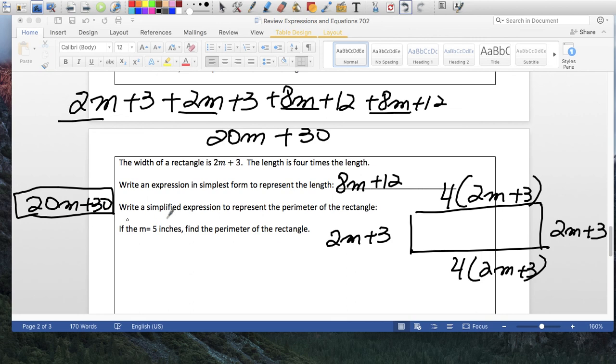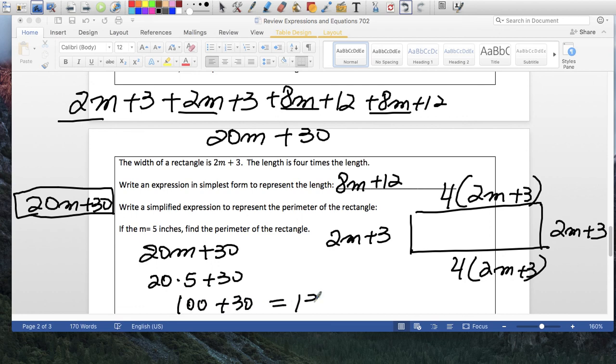Now, if m equals 5, what would be the perimeter, the actual value? So we take the expression 20m plus 30, replace the m with 5: 20 times 5 plus 30. 20 times 5 is 100, plus 30, and the answer would be 130 inches. Okay? And I think that's that.